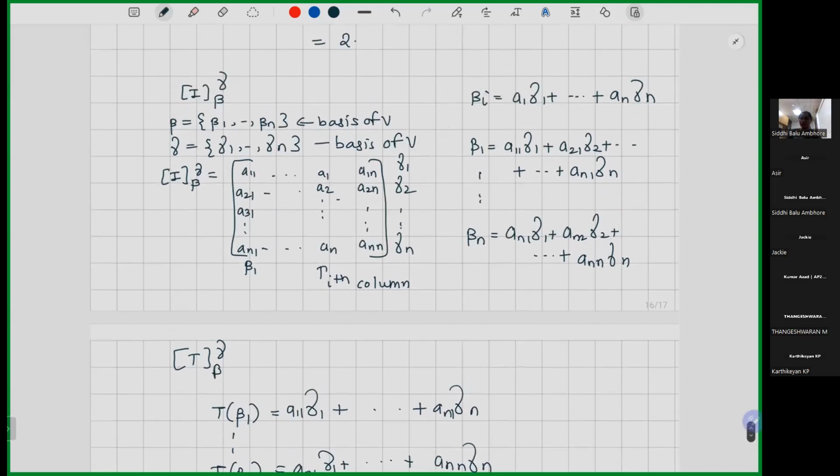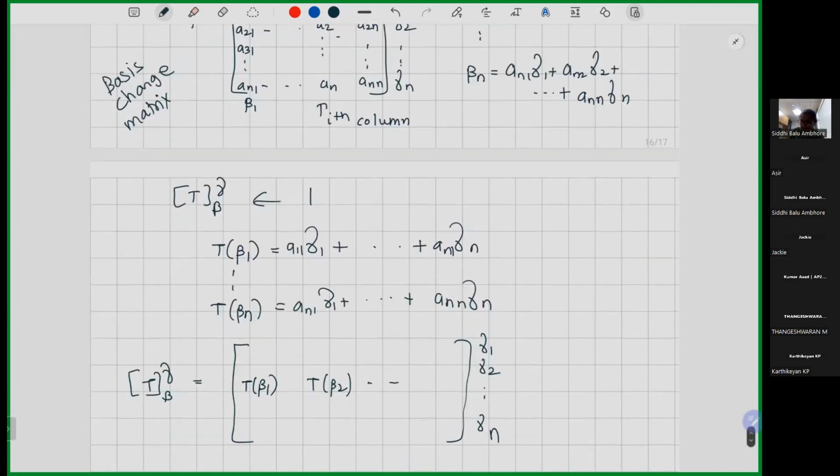Okay, so that's how the linear transformation matrix and basis change matrix are formed. When I do this for a basis, the identity transformation is a vector going to itself, so beta i is going to itself. I'm just writing this beta i in terms of gamma and I'm getting this basis change matrix. This is the basis change matrix, and this is the linear transformation matrix, or matrix of linear transformation.